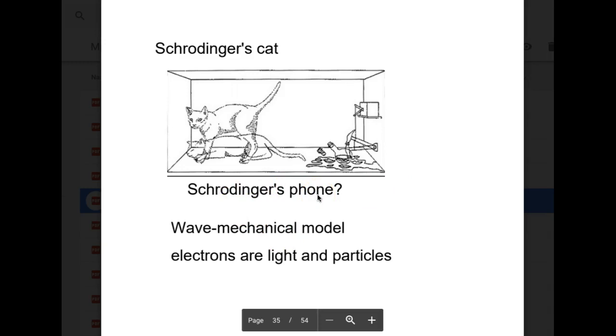But the main thing here is that we developed what's called the wave mechanical model. You need to know that this is the most modern model of the atom that we have. And electrons act as both light and particles, and that is called the wave-particle duality of electrons. What cool guys.